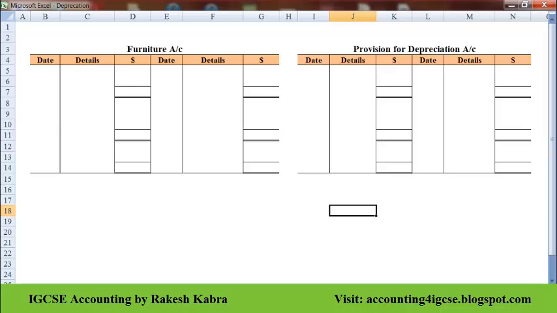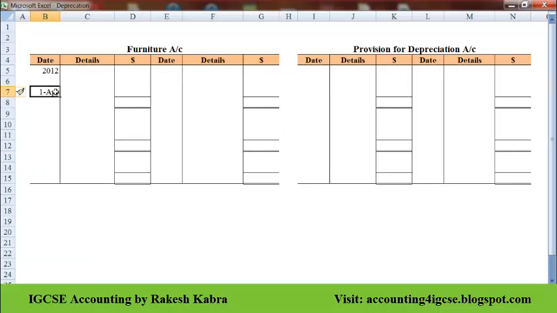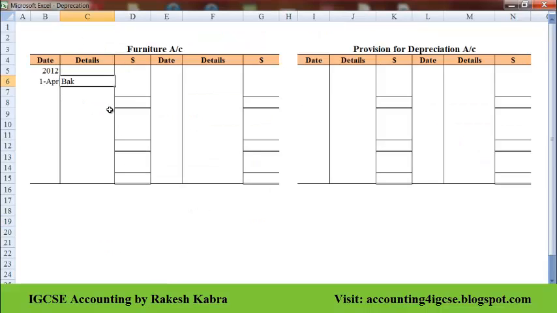See the posting. I drop furniture in which year? 2012, April 1st, isn't it? And see furniture, just a minute. In the entry, furniture account is debited, isn't it? So on the debit side, I will write the name of the opposite account. Agree? And how much amount? 25,000. Got it?